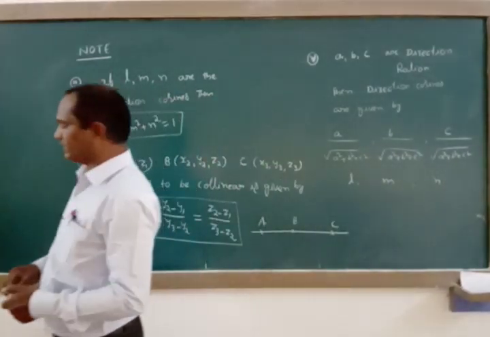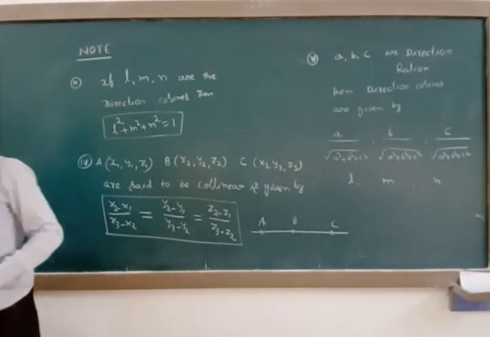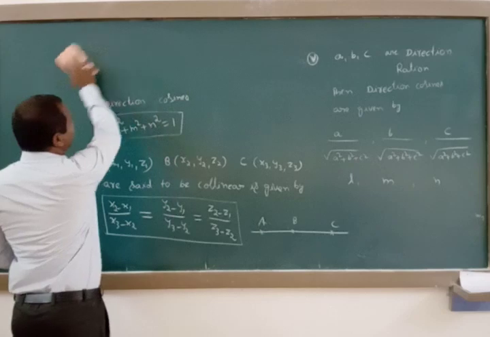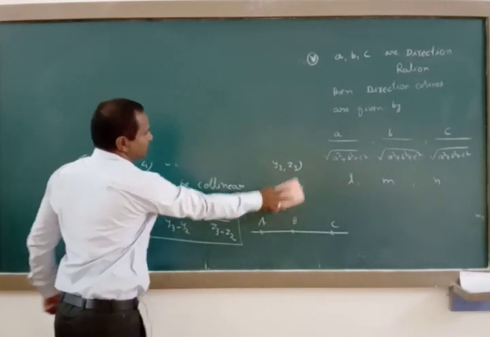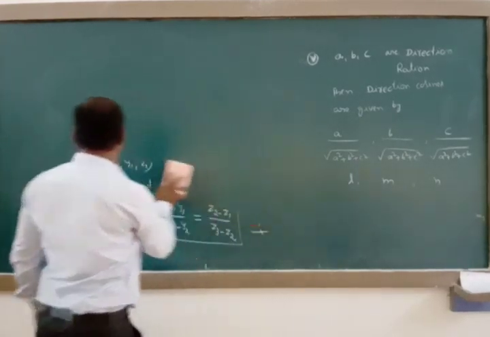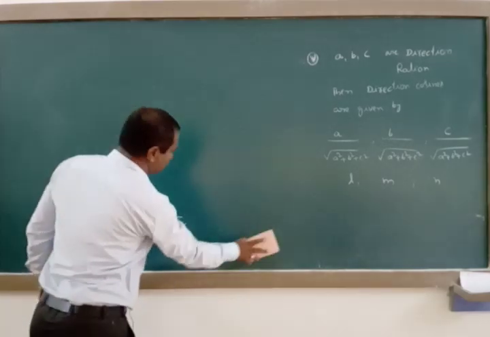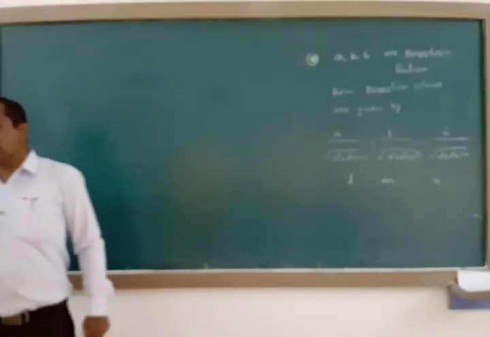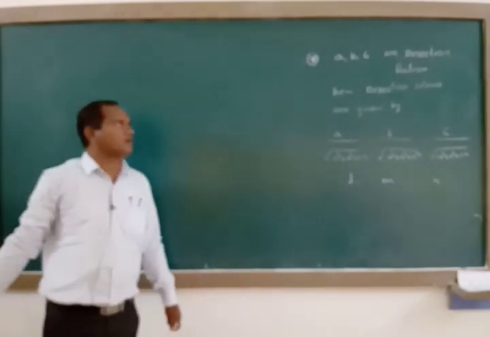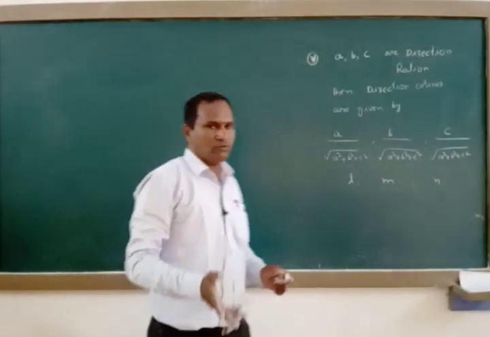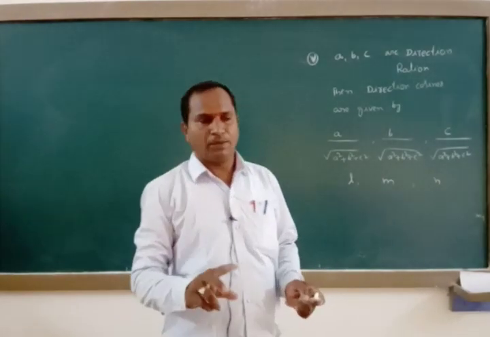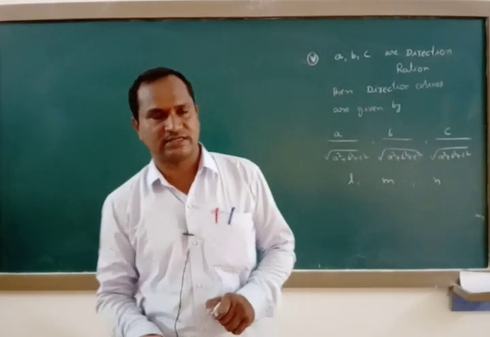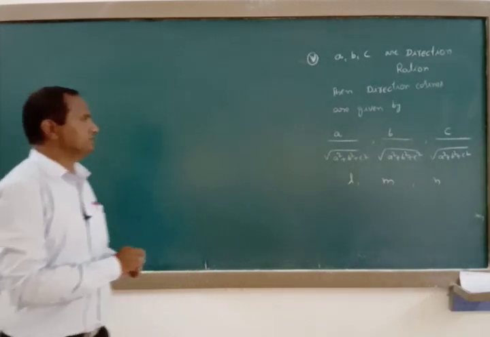But the definition of direction ratios is: the 3 real numbers a, b, c which are proportional to the direction cosine values l, m, n, we call those 3 numbers a, b, c direction ratios. How do we show that proportionality condition between direction ratios and direction cosines? Let us discuss that here.